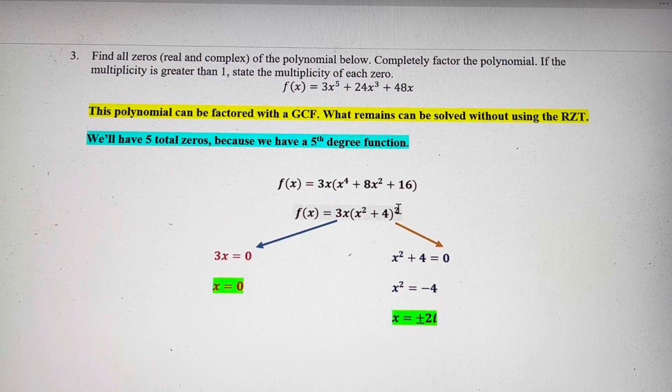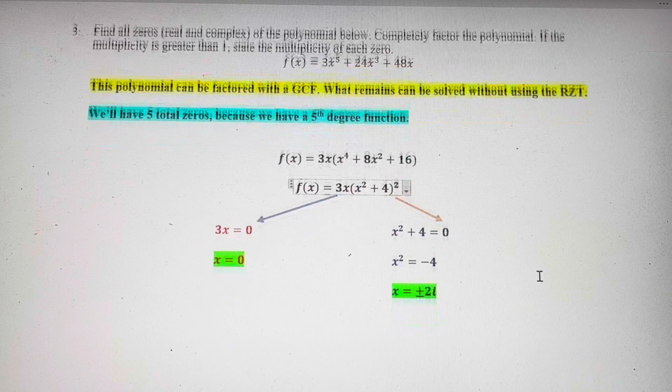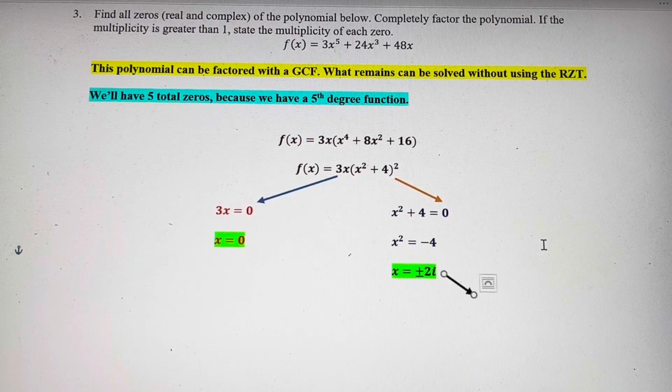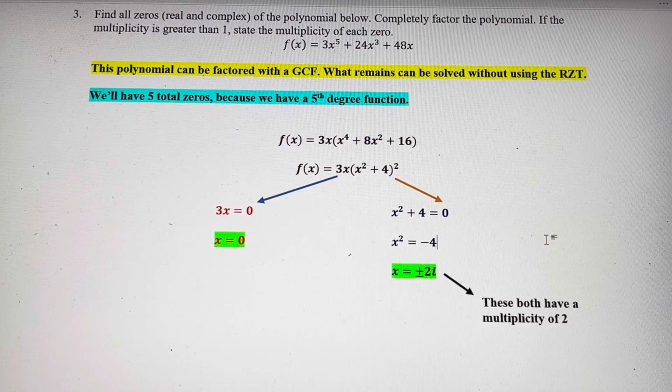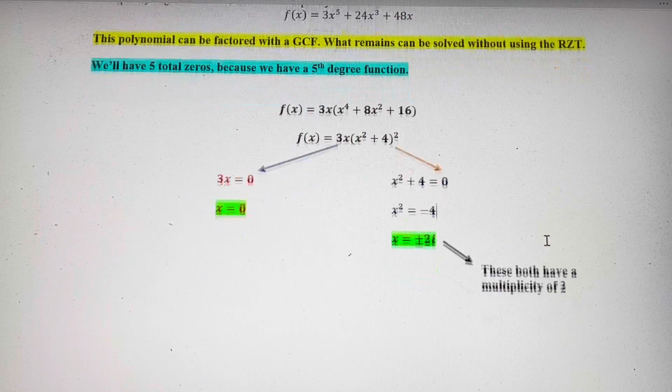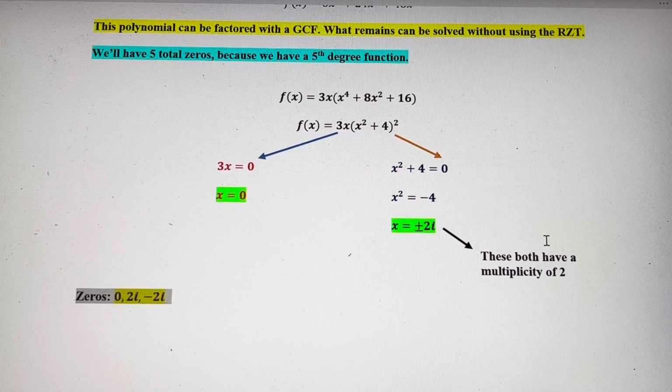But notice this factor, x squared plus 4, occurs 2 different times. So what makes that factor 0 is going to have to occur 2 different times. So both of those zeros are going to have a multiplicity of 2. It's important to keep that in mind. All right, so my zeros then are 0, positive 2i, and negative 2i. All right, this one only occurs once. These two both occur twice, so that gives me 5 total zeros.